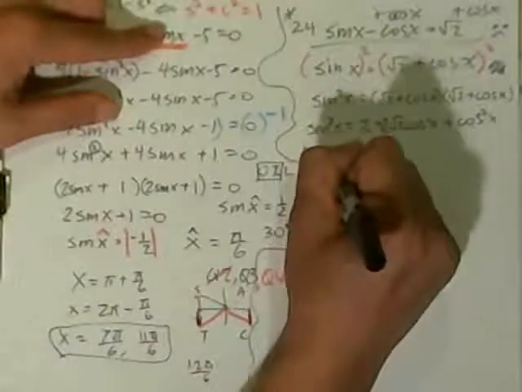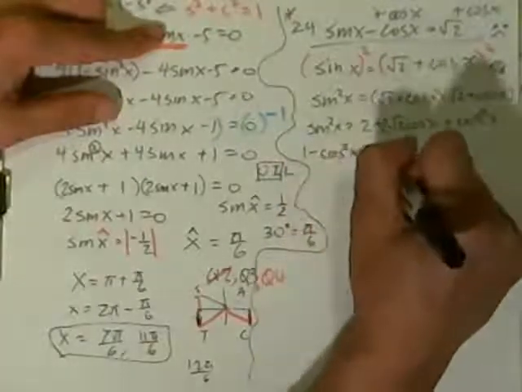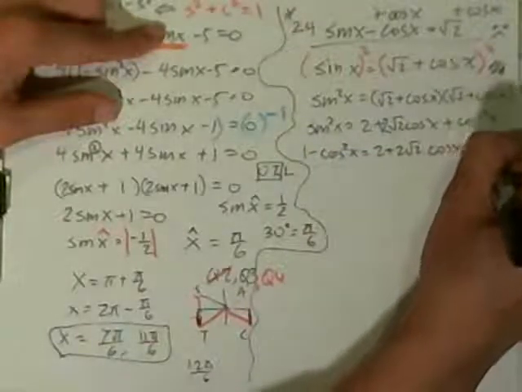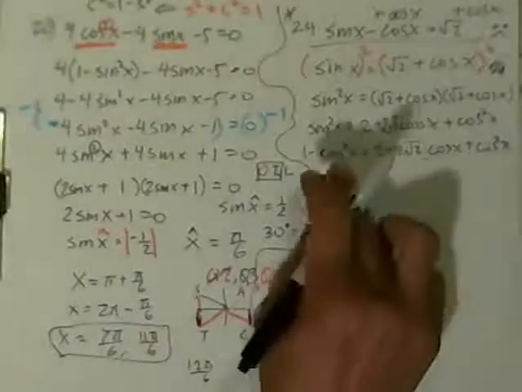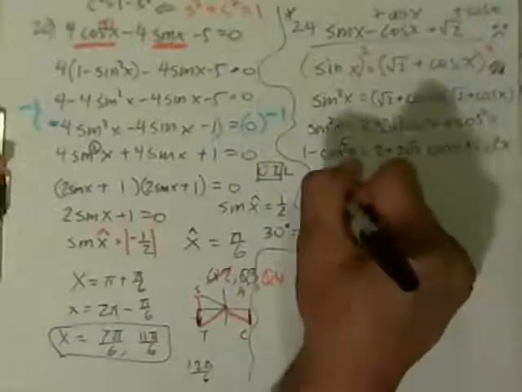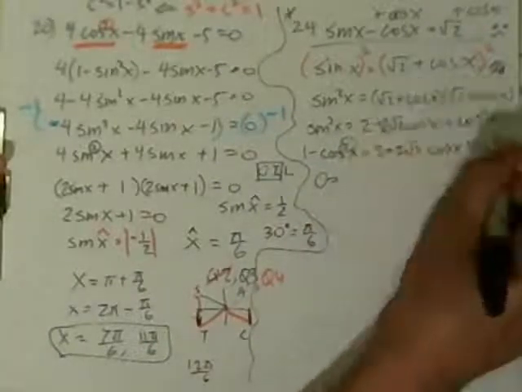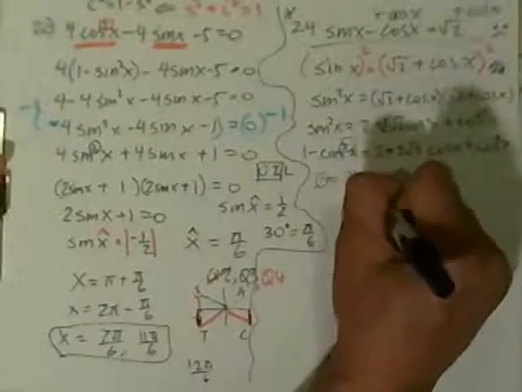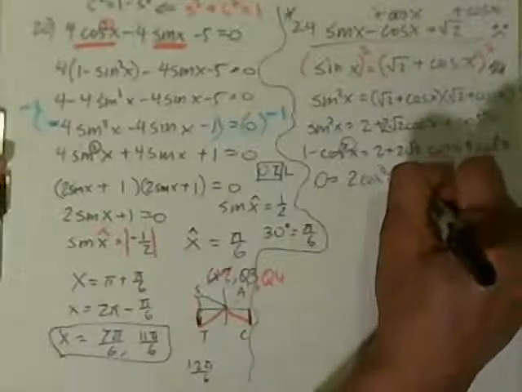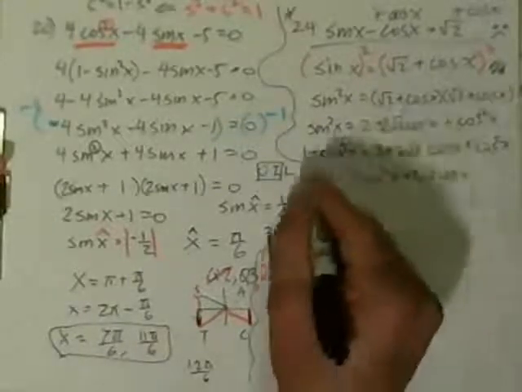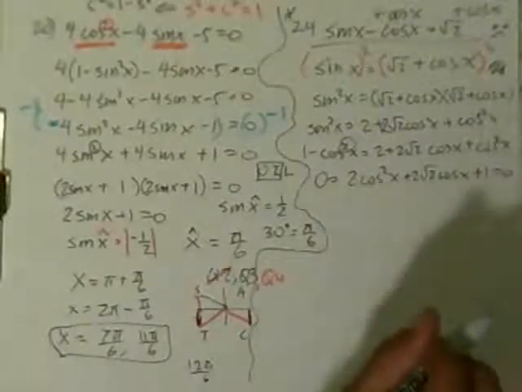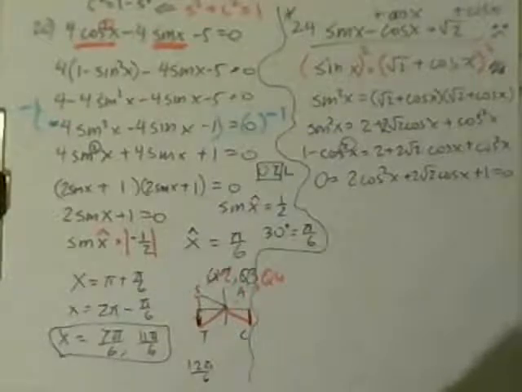1 minus cosine squared of x is equal to 2 plus 2 radical 2 cosine of x plus cosine squared of x. Since it's quadratic in nature, we have to move everything and make it equal to 0. 0 equals, I'm going to move this guy, add cosine squared of x, I get 2 cosine squared of x, and then plus 2 radical 2 cosine of x. I'm going to subtract 1 for this term, plus 1 equals 0.